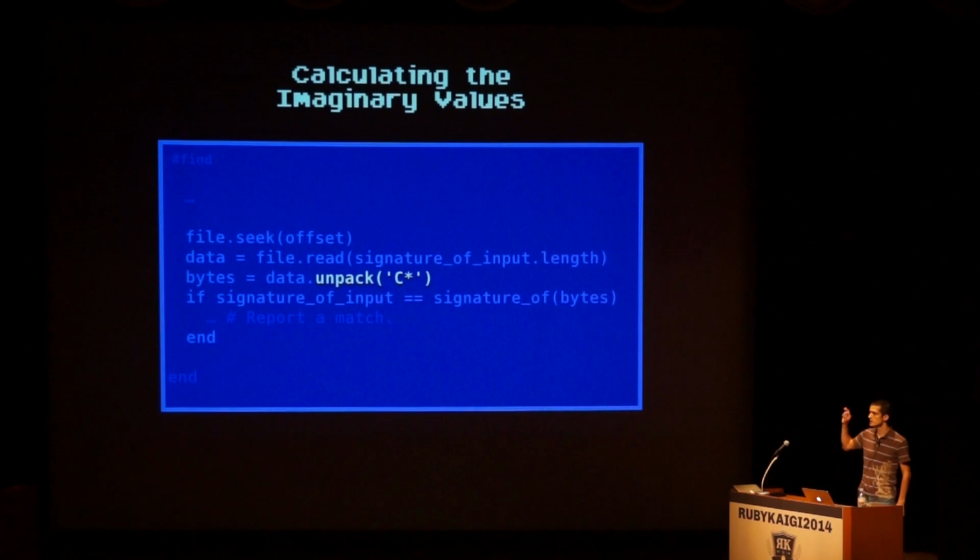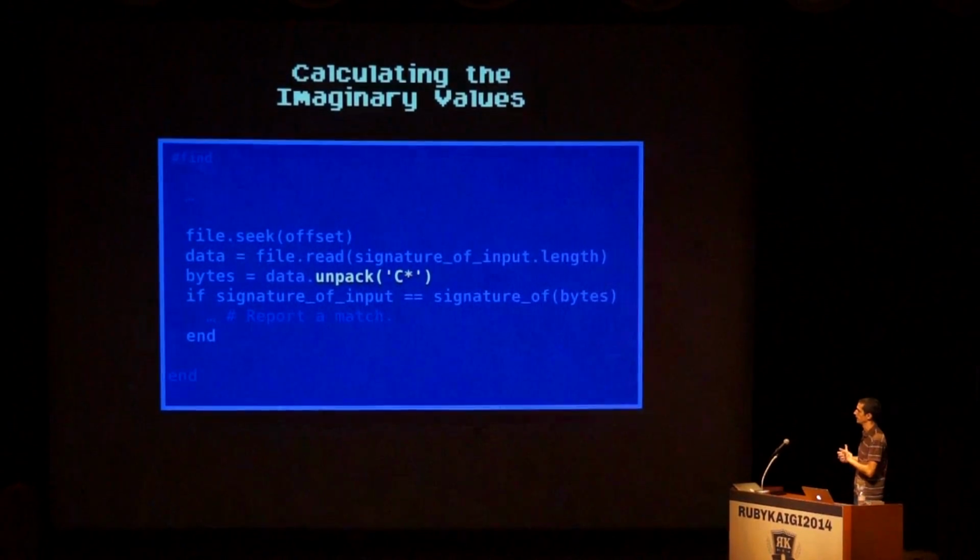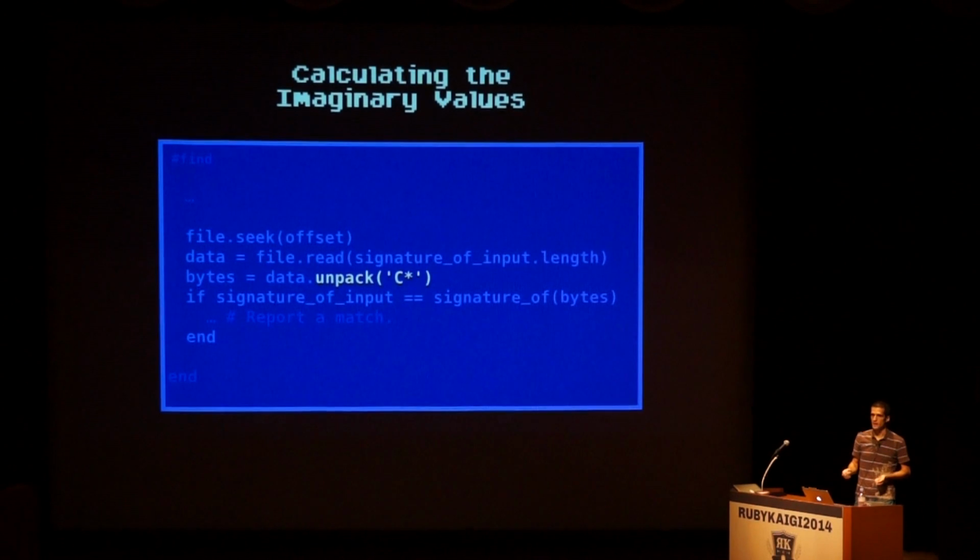This is the important bit. This is really actually the important bit for this type of tooling. You read the file and seek to the offset. Rather than reading the whole file into memory, you seek the offset with the file handle, and you read just enough bytes to compare with the signature that you have from the command line. You unpack that data, and that's the method that you need to use in order to do this in Ruby. You unpack that data as a series of bytes using that syntax, and then you can get the signature of the bytes and compare it to the signature of the input.